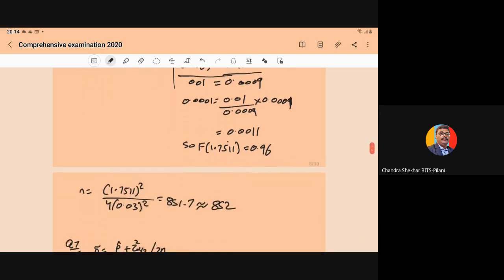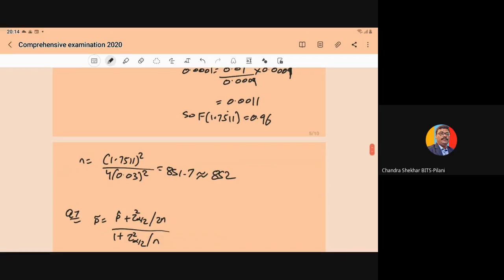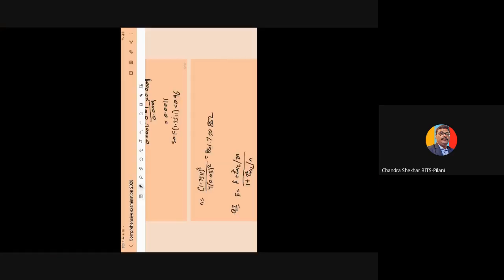So when we have this value of z alpha by 2 as 1.7511, just put it in the formula, so n will become z alpha by 2 square upon 4 into d square. So it will give you 851.7. So when we take the sample size, we always take the ceiling value. So it will become 852. So this is the minimum sample size for the given confidence level and margin.